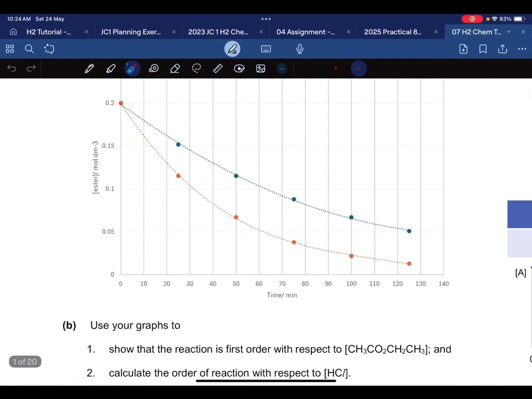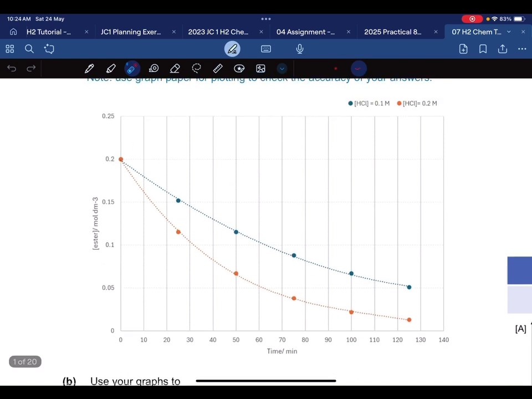If I'm trying to calculate the order of reaction with respect to the HCl, in this case, I will need to vary the concentration of HCl. This will mean that I will need both graphs, right? Because both graphs involve different concentrations of the HCl.